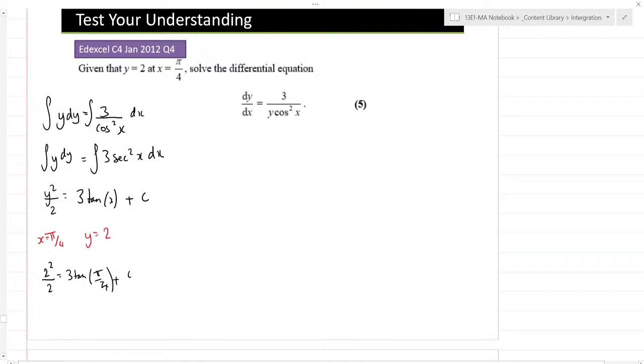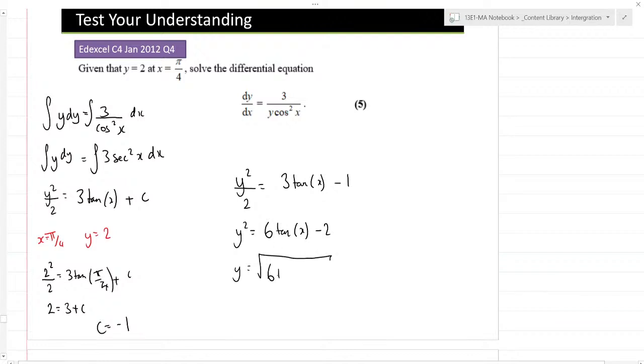So this is going to be 2 is equal to 3 plus c. Everybody right with that? So then c is equal to -1. In which case my differential equation is y squared over 2 is equal to 3 tan of x minus 1. So let's times up by the 2. Y squared is equal to 6 tan of x minus 2. So y is equal to the square root of 6 tan of x minus 2.